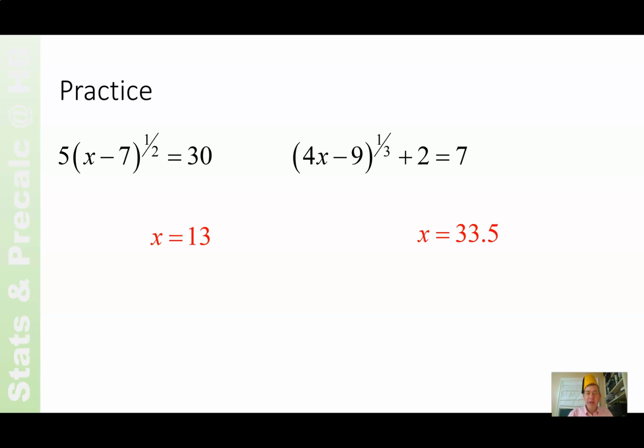And you can check 13 and 33.5. It all works great. You would square both sides, divide by 5, and then square both sides when you're doing this one. This one, subtract 2 from both sides and then take the 3rd power. You're all good.